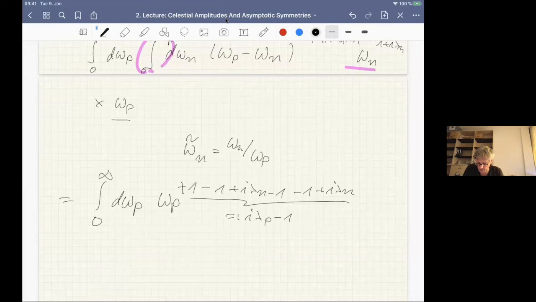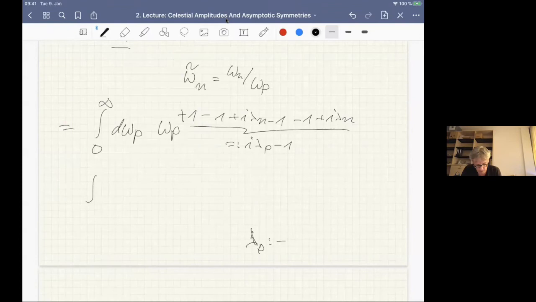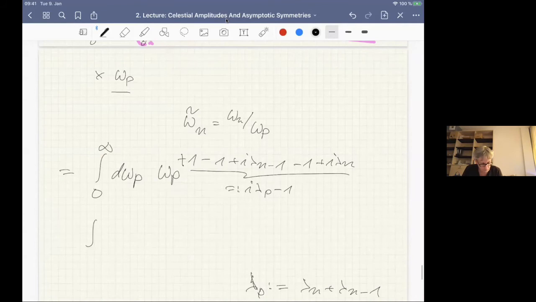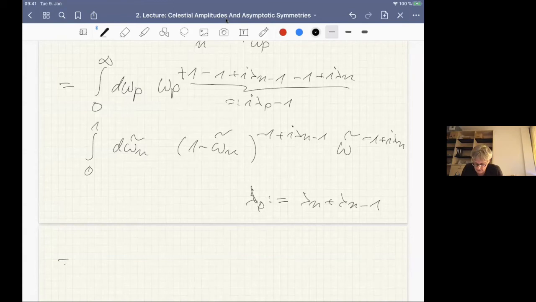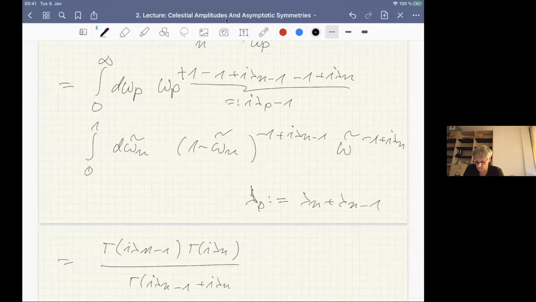Lambda p will be defined to be lambda n plus lambda n minus 1. So this has a right form already, and then we have, of course, the omega tilde integral from 0 to 1, 1 minus omega n minus 1 plus I lambda n minus 1 tilde minus 1 plus I lambda n. And of course, the last integral can be now easily done. It gives a beta function, that is trivial. Times now the omega p integral, which is now the omega p to the I lambda p minus 1.